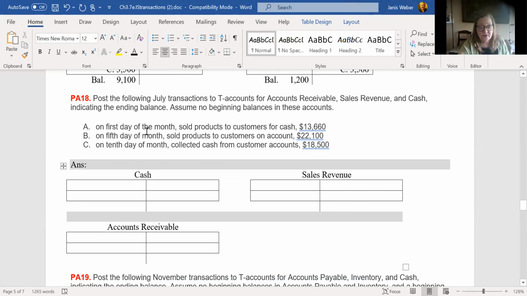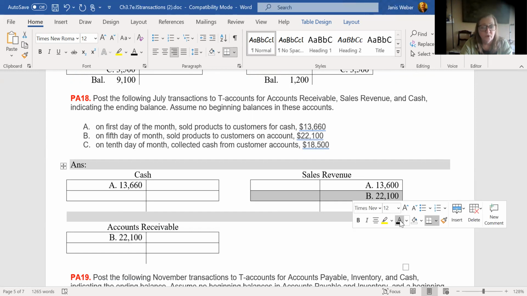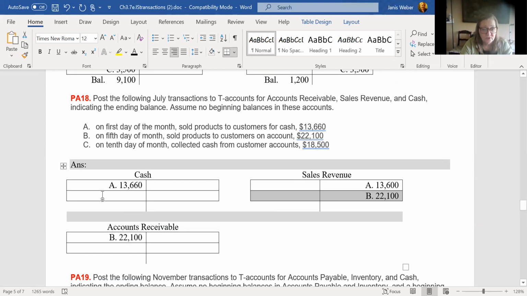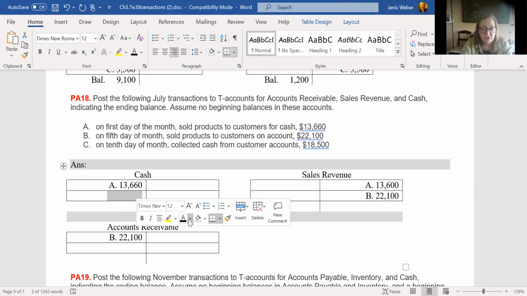On the first day of the month, we sold products to customers for cash. So we debit cash and we credit sales revenue. And the next transaction was we sold products to customers on account. So that means we have a debit to accounts receivable and a credit to sales revenue. And the third one, the C part, was we collected cash from customers on account. So we have a debit to cash and a credit to receivables.